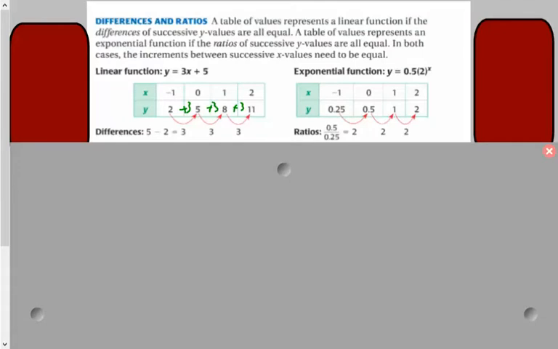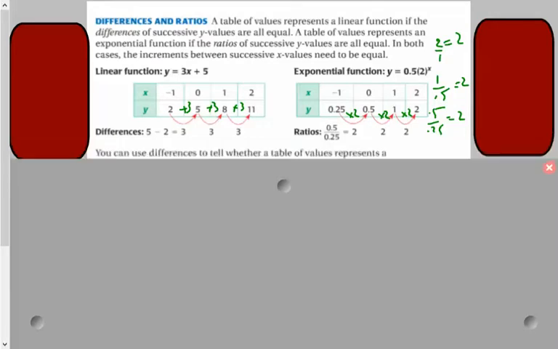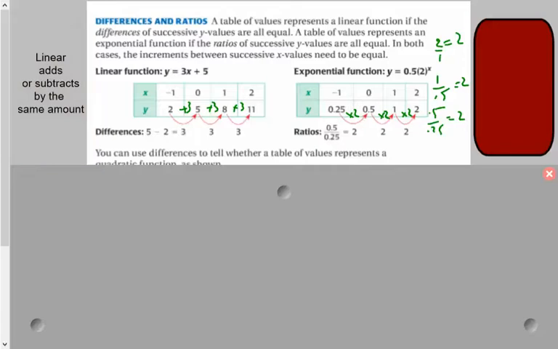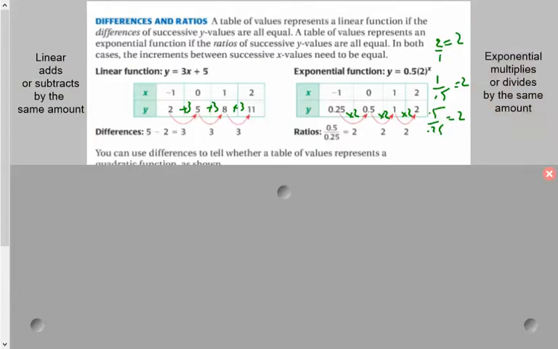For an exponential, it's going to be multiplying. This one's multiplying by 2, multiplying by 2, multiplying by 2. And if you don't notice that, you can divide: 2 divided by 1, 1 divided by 0.5, 0.5 divided by 0.25, and it equals 2 for all of them. That's going to show you that's our common ratio there. And then, let's see, actually I have some boxes here. So as I said, linear adds and subtracts, and exponentials multiply and divide by the same amount.